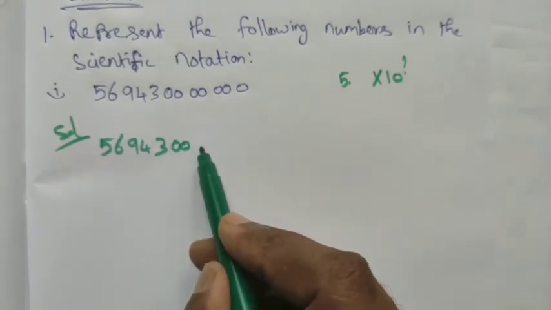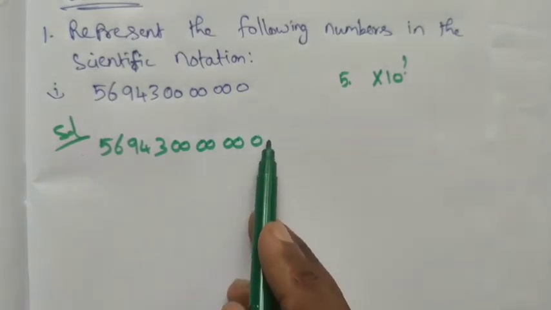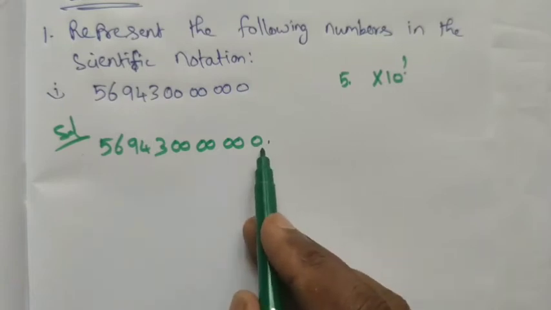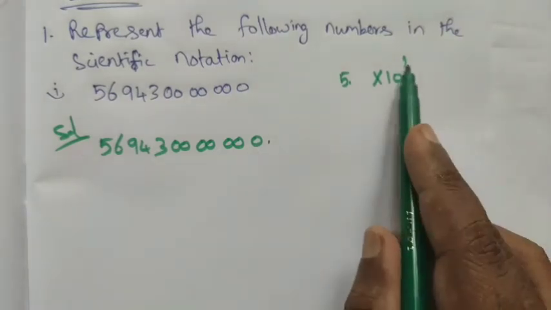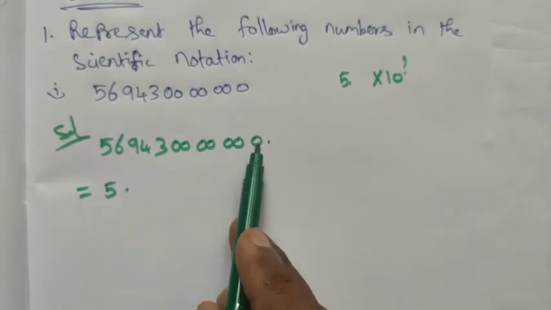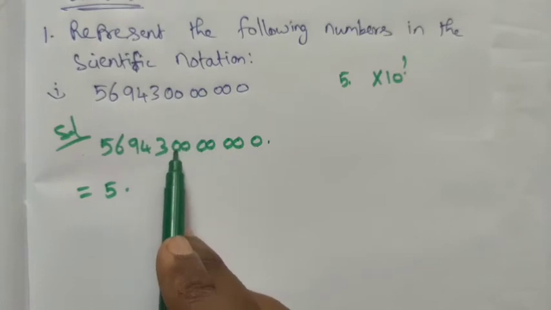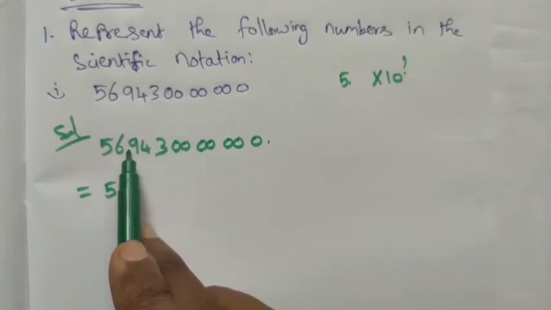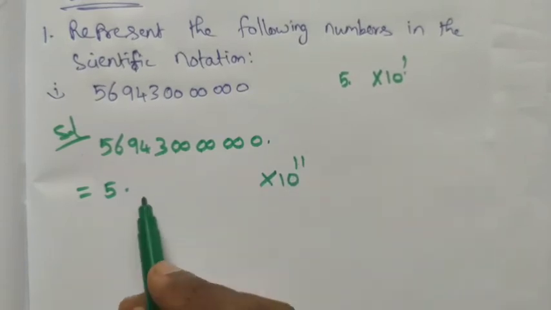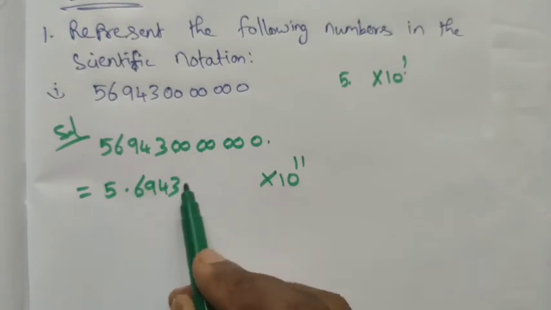56943 000000, right, here we have the decimal point. I move it to the left hand side. If you move the decimal point to the left hand side, we have the positive power, right? This term is equal to 5.6943 into 10 to the power of 11.